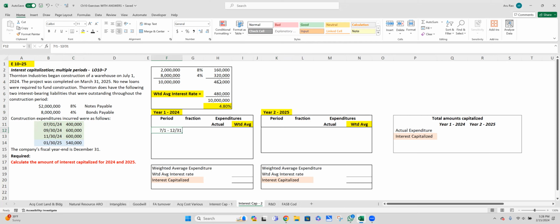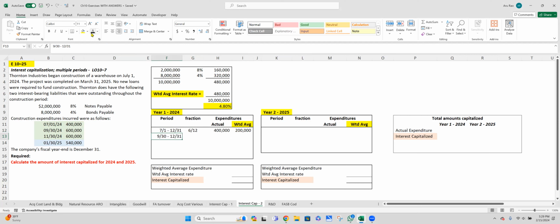I am paying interest. The actual interest is being paid to the bank. But now we're looking at our project. So that's 6 months. So 6 over 12. For capitalization, we need that number. That's 400,000. So 400,000 times 6 over 12 will give me 200,000.